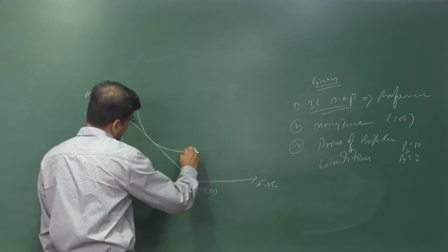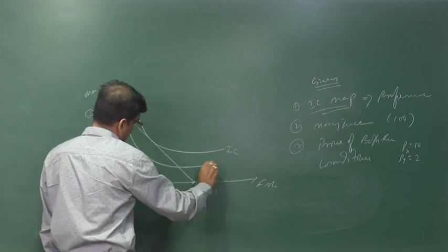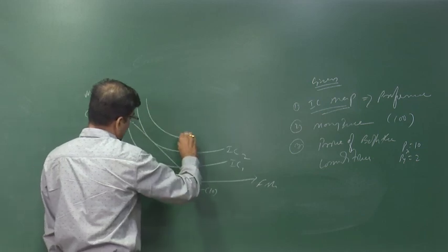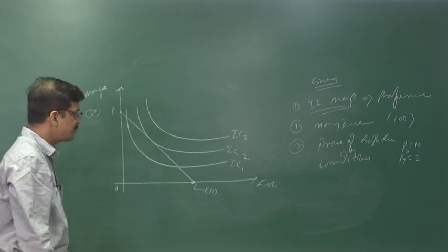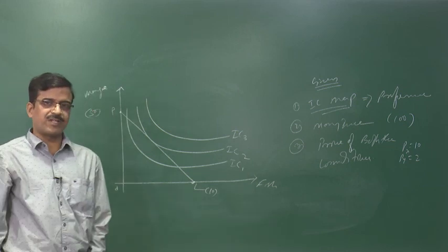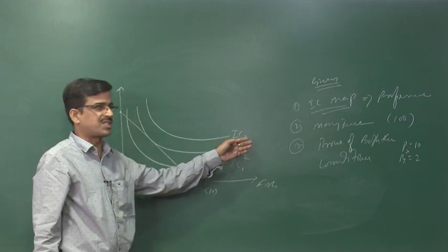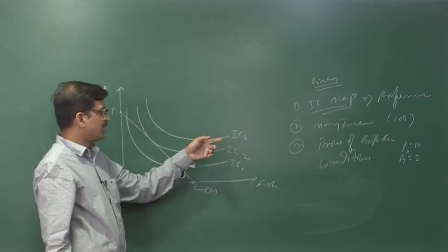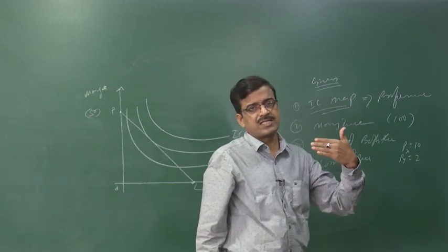Let us say here is one indifference curve, here is another indifference curve, and here is another indifference curve. Let us say I have to trace three indifference curves. Which particular indifference curve provides more satisfaction? Obviously the third indifference curve provides more satisfaction as compared to the second and first. Yes or no? Because the third one is the higher indifference curve as compared to IC2 and IC1.